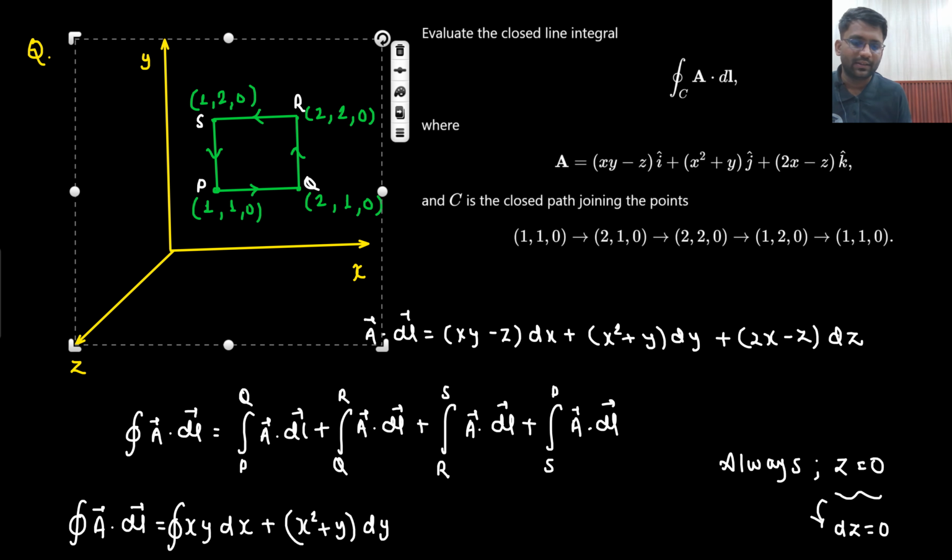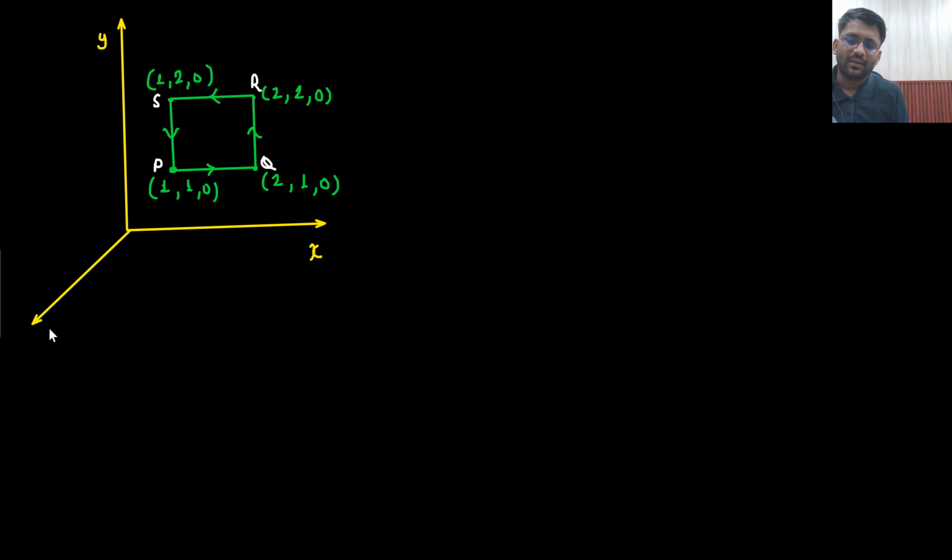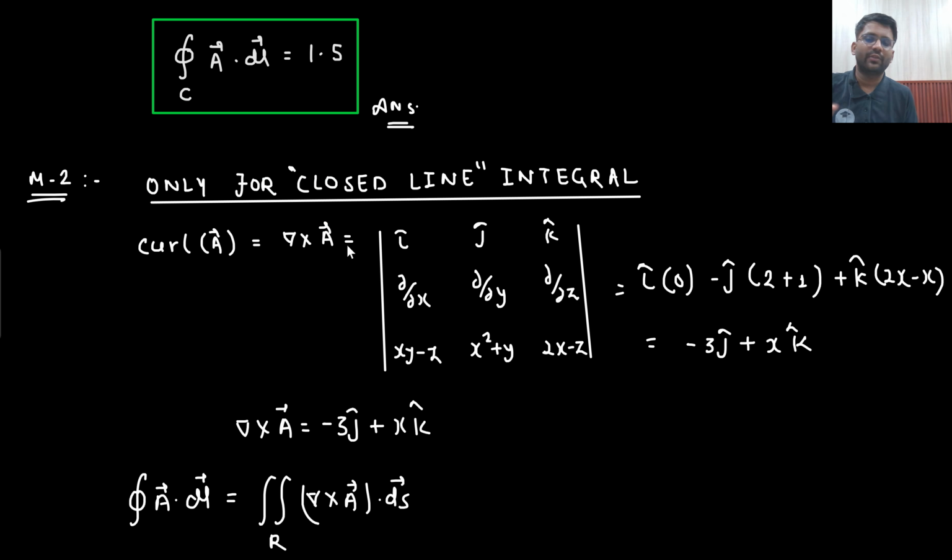This scenario was given. First of all, I solved this question with A dot dl. I went from P to Q, Q to R, R to S, and then again from S to P. Question was solved. But now, sir, you are saying there is another method: first calculate del cross A, then del cross A dot ds, and your job would be done. Now, what is your ds? Which surface area are you talking about?